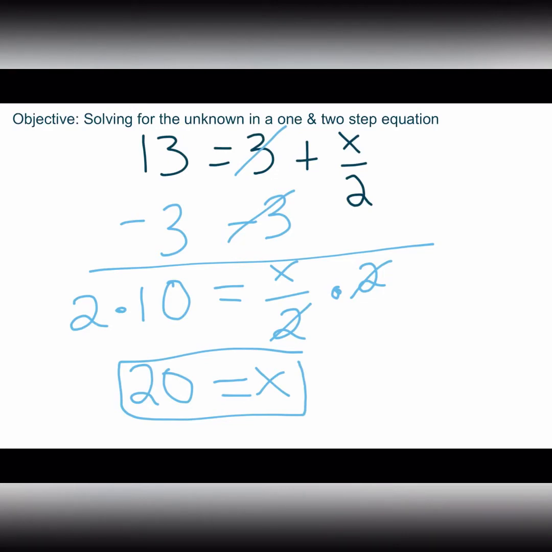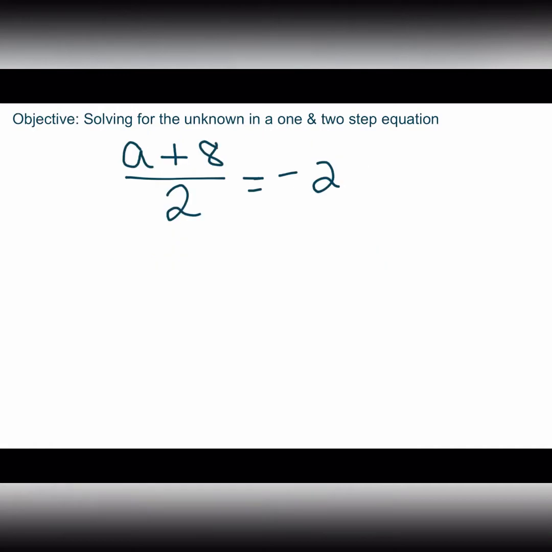Okay, so the last problem. So this one's kind of a unique problem because the first thing that's being done to the variable is it's being added to 8, and then we're dividing by 2. So the first thing we actually want to undo here is the division by 2. And so to undo the division by 2, we have to multiply by 2 on both sides.